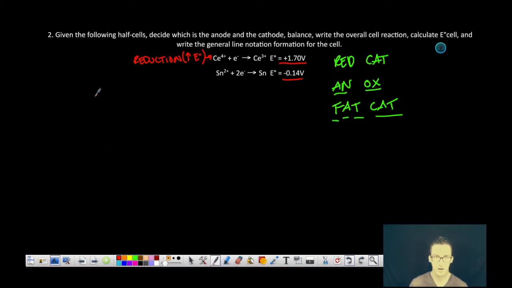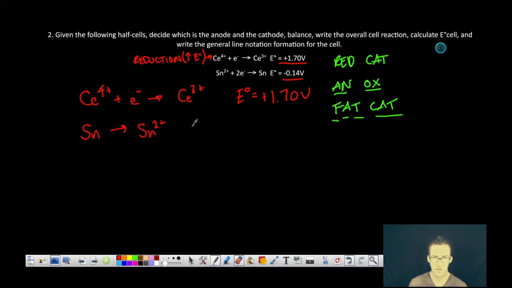So, we've got Ce4+ gaining an electron to form Ce3+. And our reduction potential for that half reaction is going to be positive 1.70 volts. We're going to flip the second reaction. So we're going to get solid tin losing a couple of electrons here to form the tin-2 ion. And our standard cell voltage here for this oxidation half reaction is going to be positive 0.14 volts.